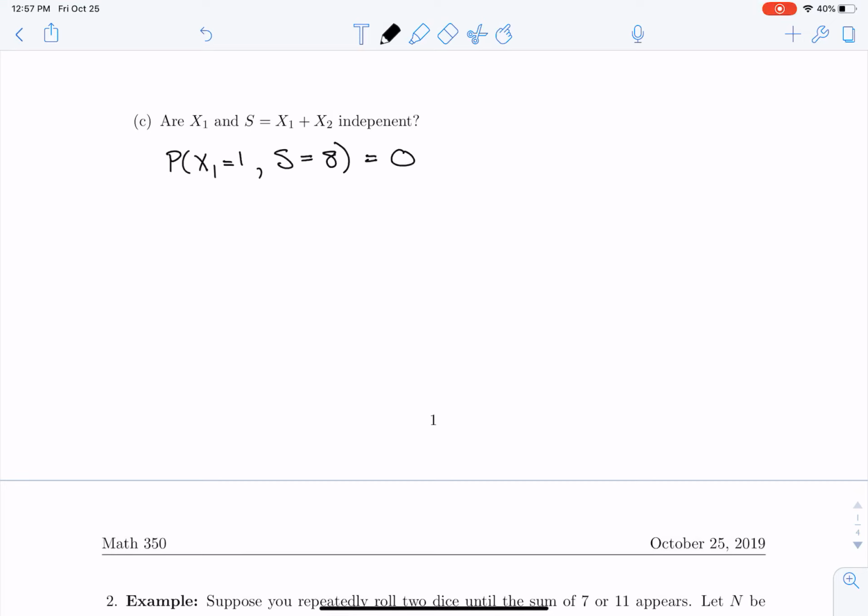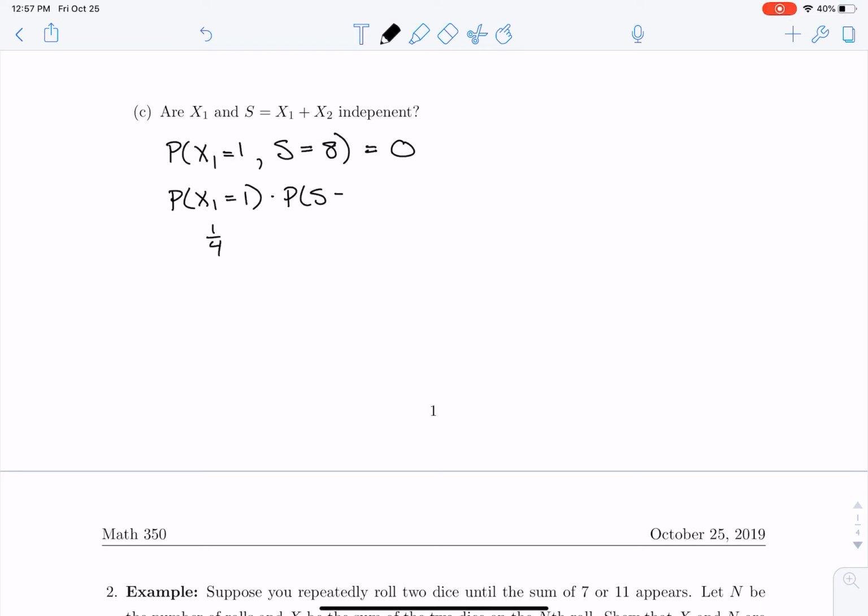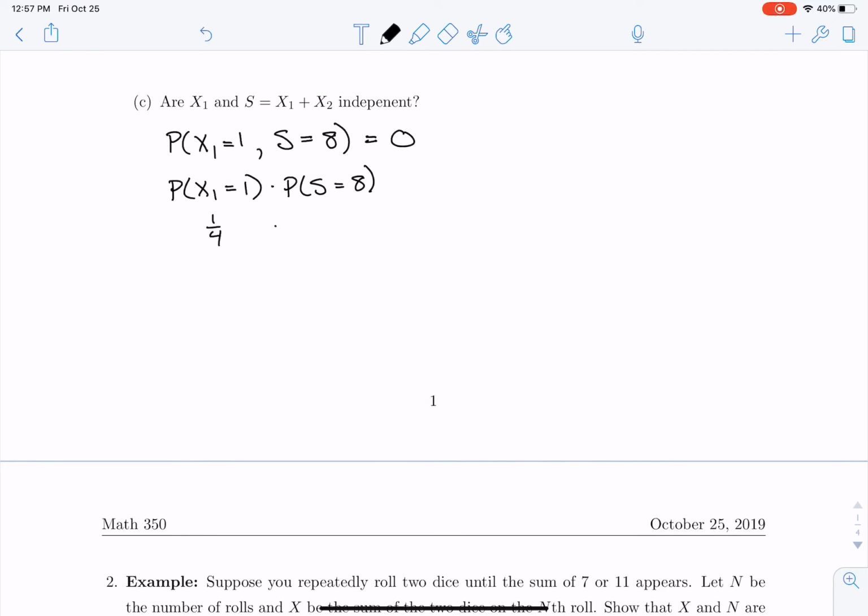But the probability of X1 equaling 1 does exist, and that's equal to 1/4. And the probability that S, the sum of the two dice, is 8 does exist. That happens when both dice are 4, which happens with probability 1/16. And those two multiplied together is 1/64, which is of course not 0. So therefore X1 and S are not independent.